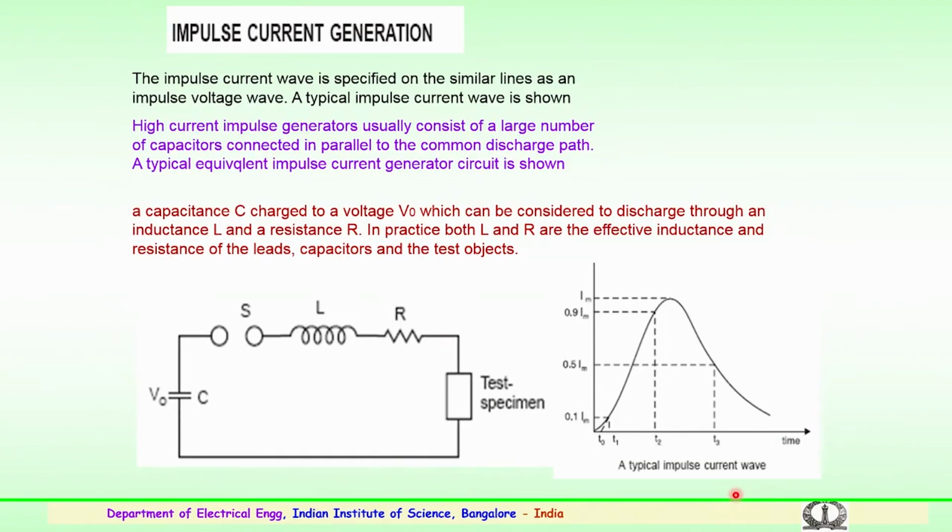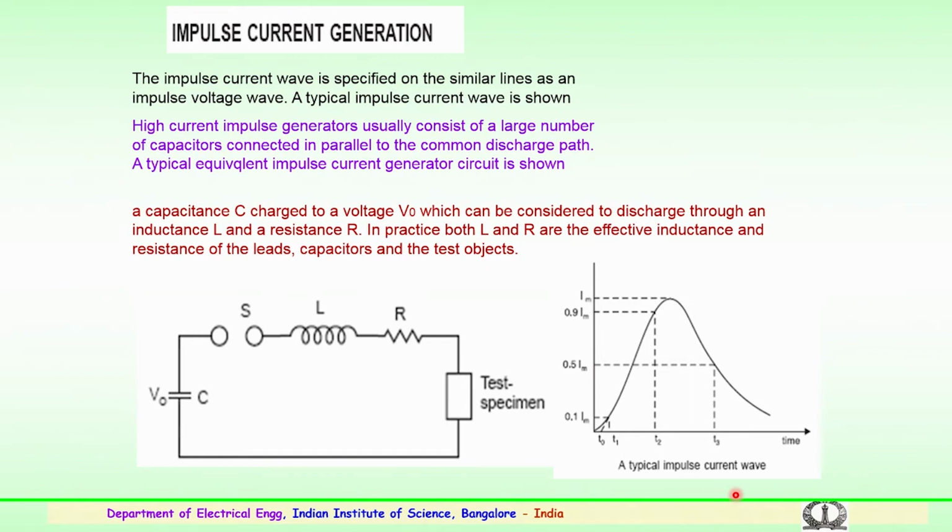Next is the impulse current generation. During lightning activity in the atmosphere, when the equipment gets struck by lightning, both impulse voltage and impulse current are observed. This impulse current is very important, and impulse current generation is also important in the laboratories for the testing of the equipments.